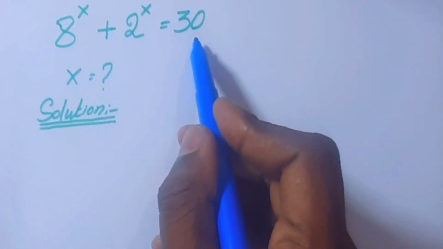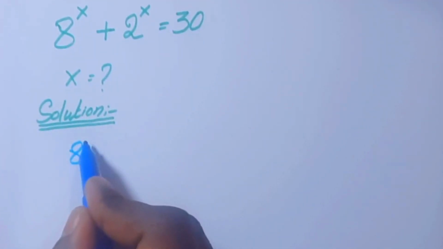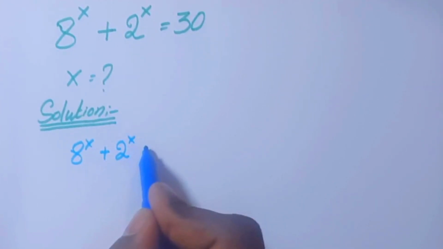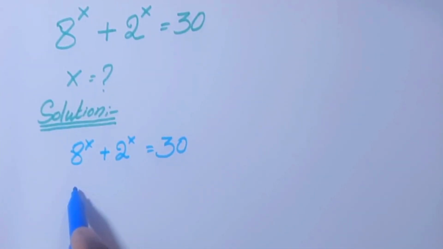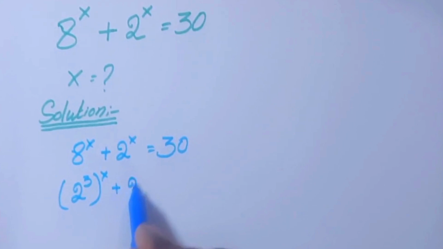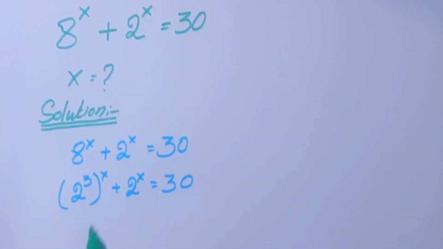Today we are going to solve this equation to find the x value. Solution: 8^x + 2^x = 30. 8^x can be written as (2^3)^x + 2^x = 30.